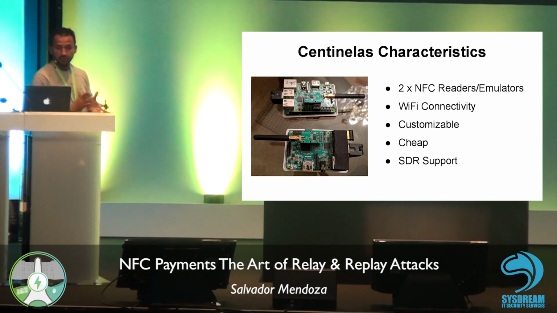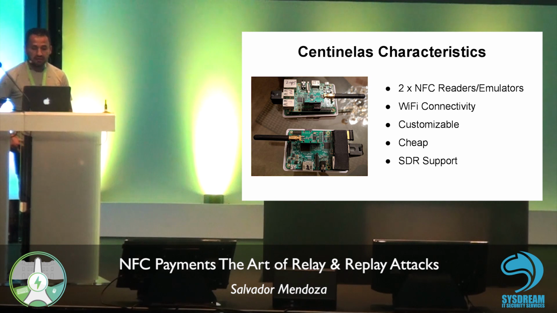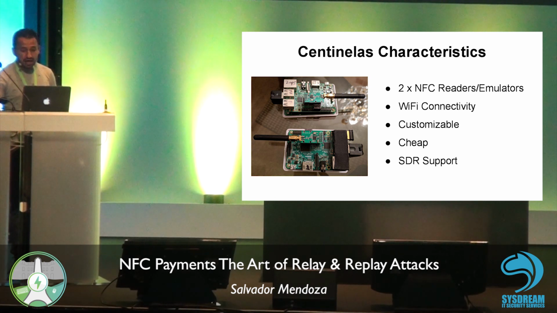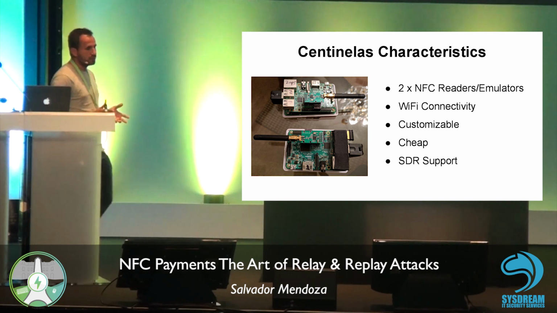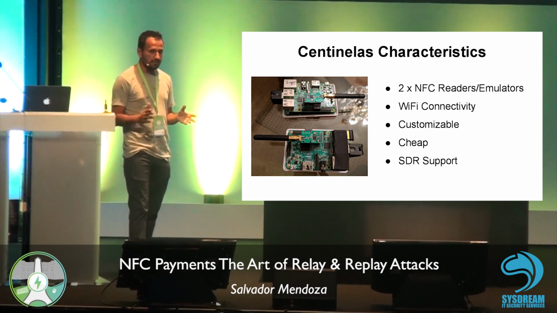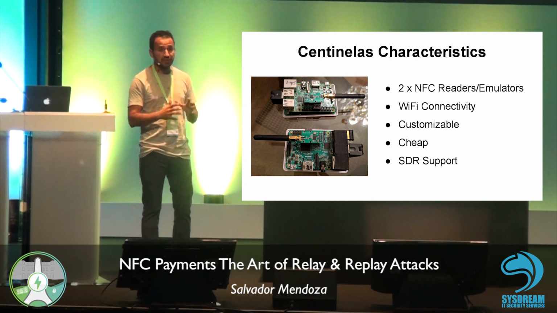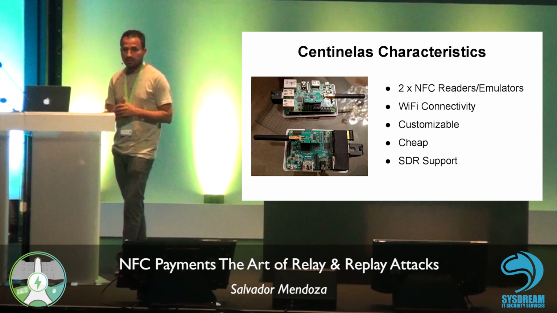So we have two NFC readers and emulators. We have Wi-Fi connectivity. It's customizable. It's cheap. And of course, it has SDR support. The idea of SDR support is very important because we need a channel to make this connection very quickly. So we need a dedicated connection.